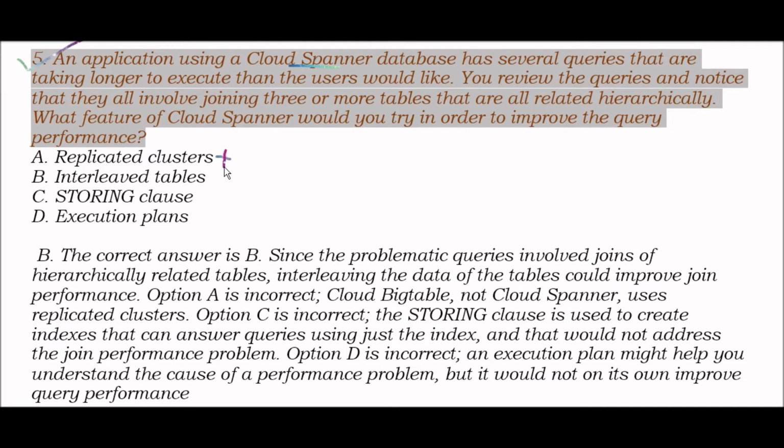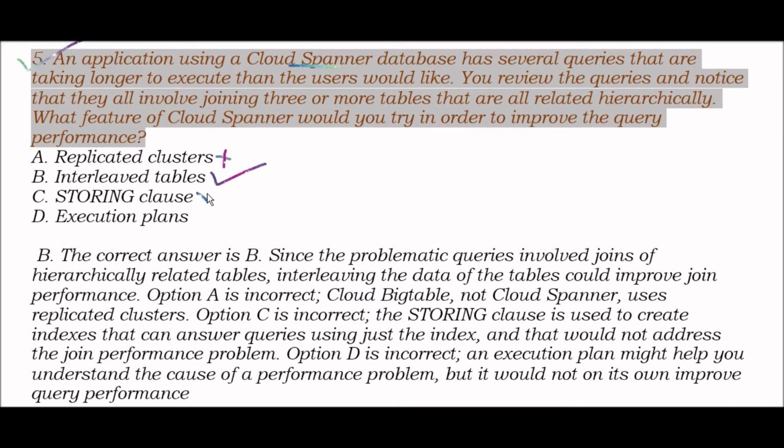Next, option B, interleaved tables. Yes, option B, interleaved tables is correct here since the problematic queries involved joins of hierarchically related tables. Interleaving the data of the tables could improve join performance. That's why option B is correct. Option C is storing clause. Storing clause is used to create indexes that can answer queries using just the index, and that would not address the join performance problem. So option C, storing clause, is incorrect.